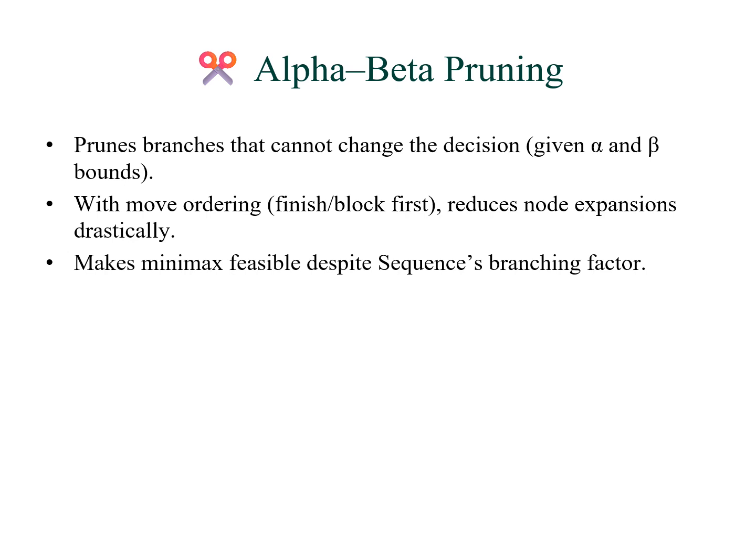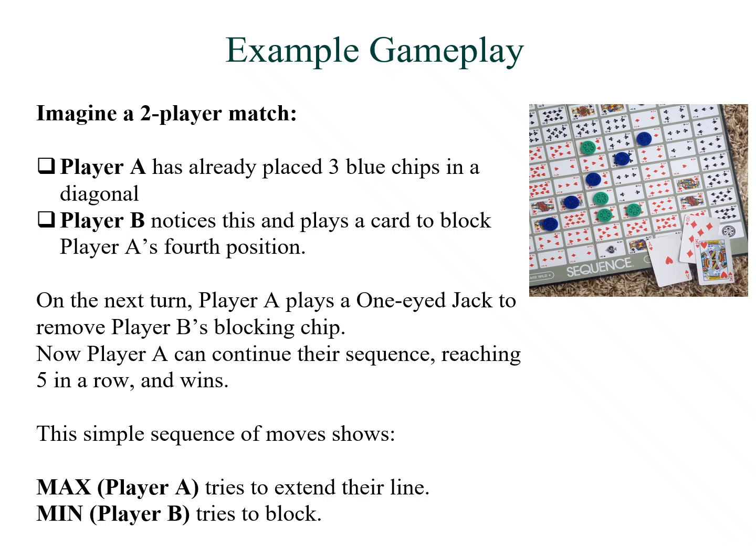For example, here we can see a small example of our gameplay. We are considering a two-player game, and player A has already placed 3 blue chips in a diagonal way, and player B notices and tries to block by placing a chip at the 4th position. On the next turn, player A plays a one-eyed jack to remove player B's blocking chip. This allows player A to complete the sequence of 5 in a row and win. And the winning opportunities we can calculate as the highest value of the heuristic function.